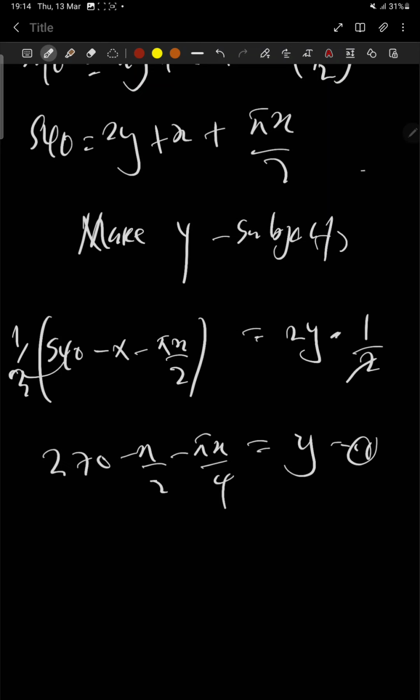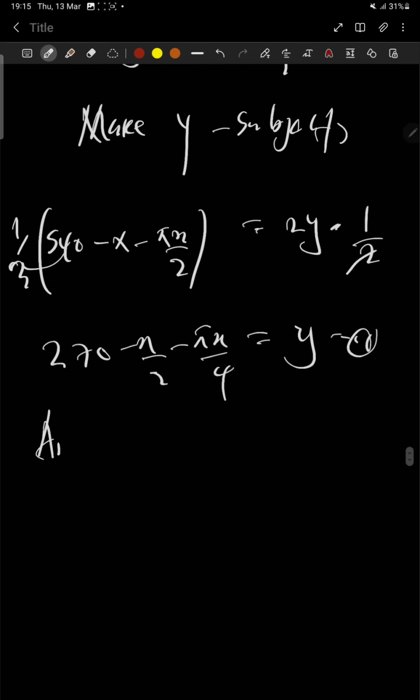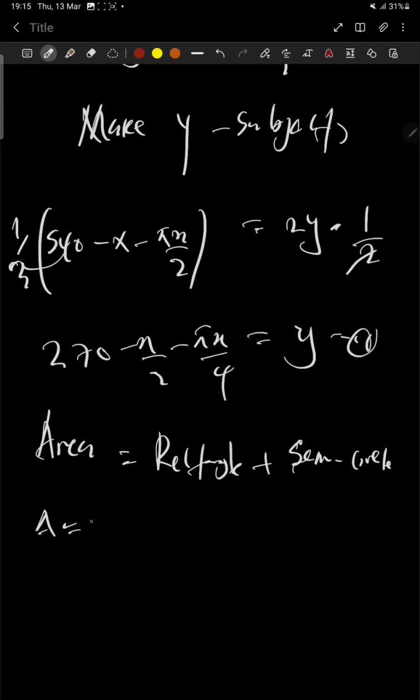This is equation 1. I need to also find now the area. Now the area will be the same. Area will be the rectangle, all right, plus the semicircle. Okay. Now how do you find the area of a rectangle? The area of a rectangle is L times B, plus semicircle. Now full circle is pi r squared. So semi will be pi r squared over 2.